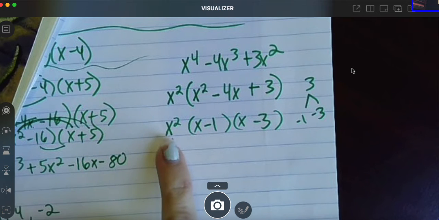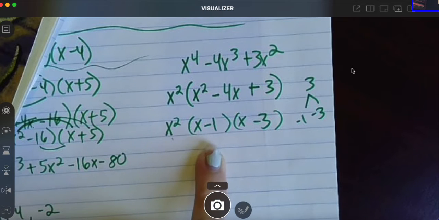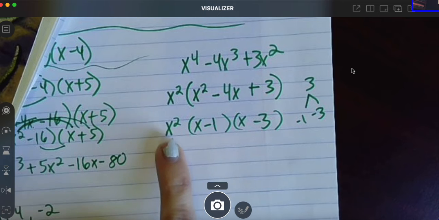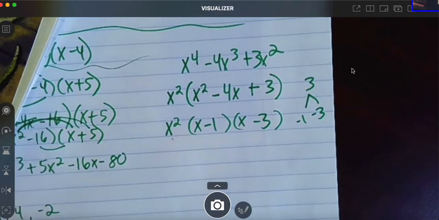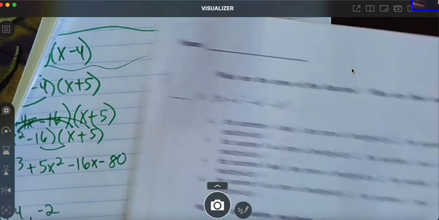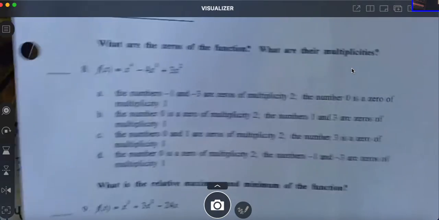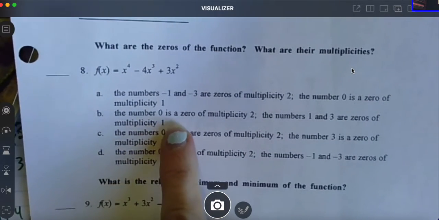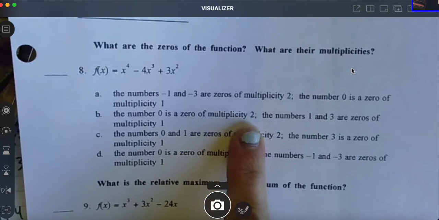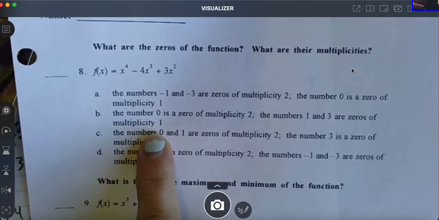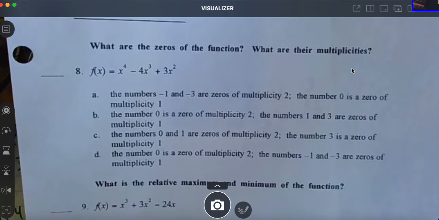Anytime there's a variable out here by itself, this is a lesson you missed. Anytime there's an x by itself, you're just saying x equals 0. This one's saying x minus 1 equals 0. Your answers are 0 with a multiplicity of 2, 1, and 3. The number 0 has multiplicity 2, and 1 and 3 have multiplicity 1. All that means is they're just written once. So it's B.